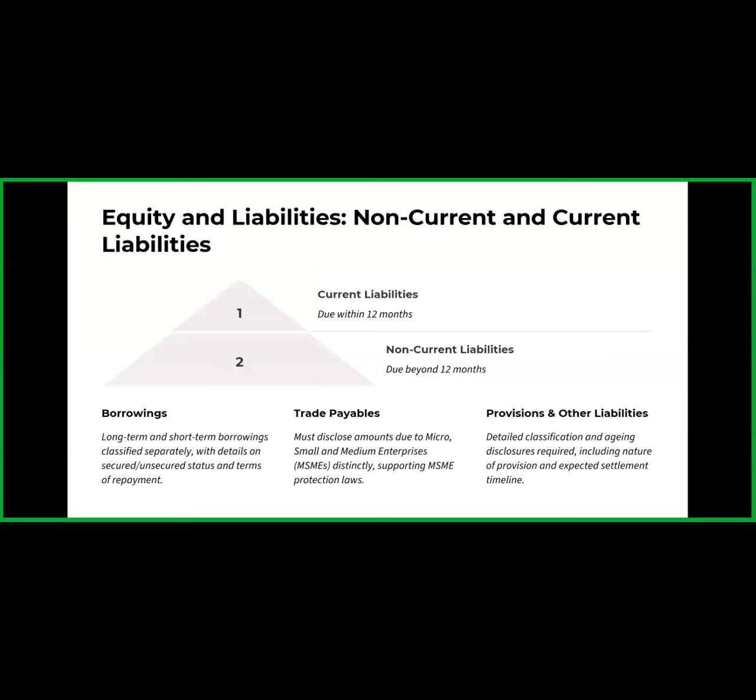I already told you that current liabilities are due within 12 months. That means you have to pay this amount of money within 365 days, that is 12 months. That is the current liabilities. Non-current liabilities are those liabilities which you have to pay after 1 year, after 365 days.